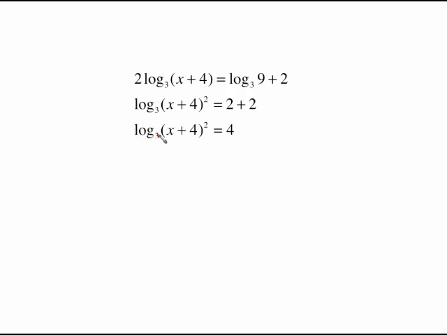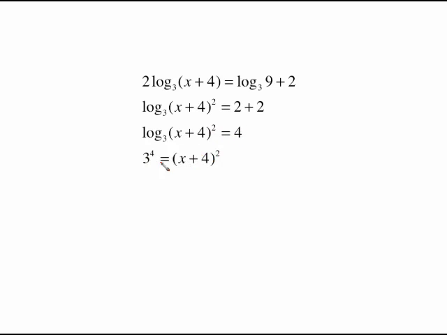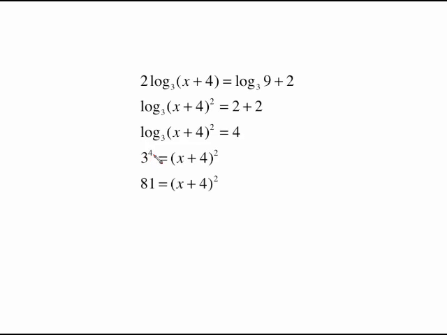Now it's time to go to the exponential. 3 to the fourth gives me this expression. Do your arithmetic over here, it's 81. Now you have a couple choices right here. I could FOIL this out and solve it that way, but I think the easier way to go right here is to realize this is something squared, and to undo something squared, all we have to do is take the square root of both sides.